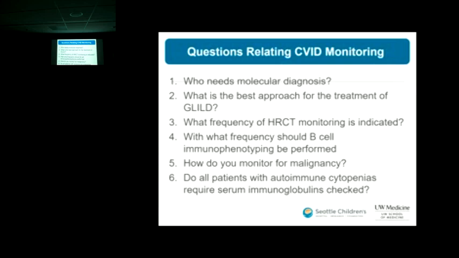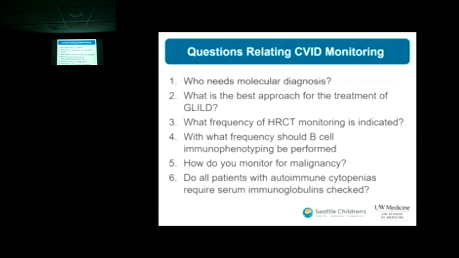Again, how should you monitor with high resolution? And I don't have time, but we have evidence that there is some clinical correlation between patients' clinical outcomes depending on the B-cell immunophenotyping and the percent of decreased class switch memory B cells that these patients have. So notice that in the definition, B-cell immunophenotyping is not part of that definition, but we all monitor that, and how frequently we should be monitoring it is unclear.